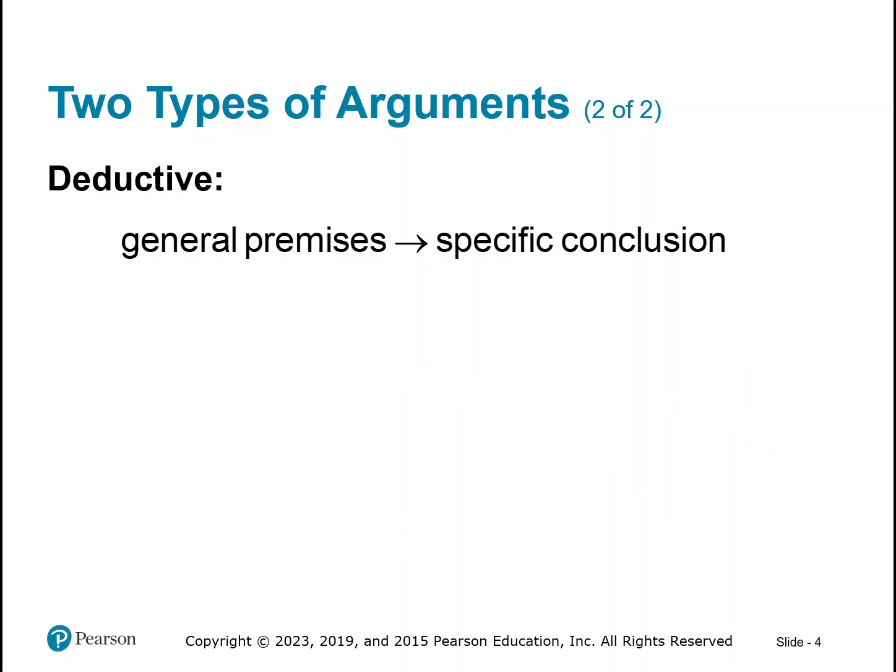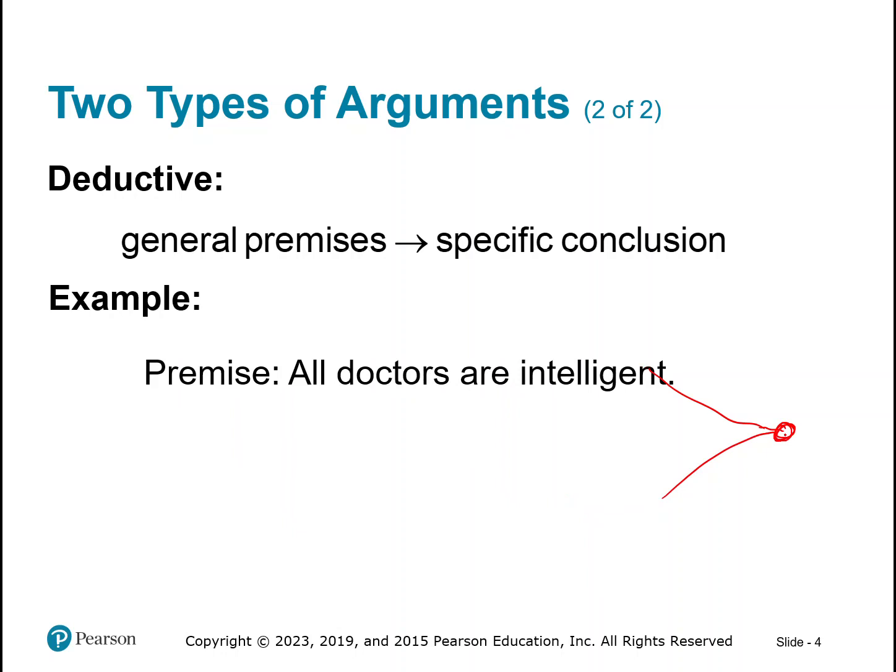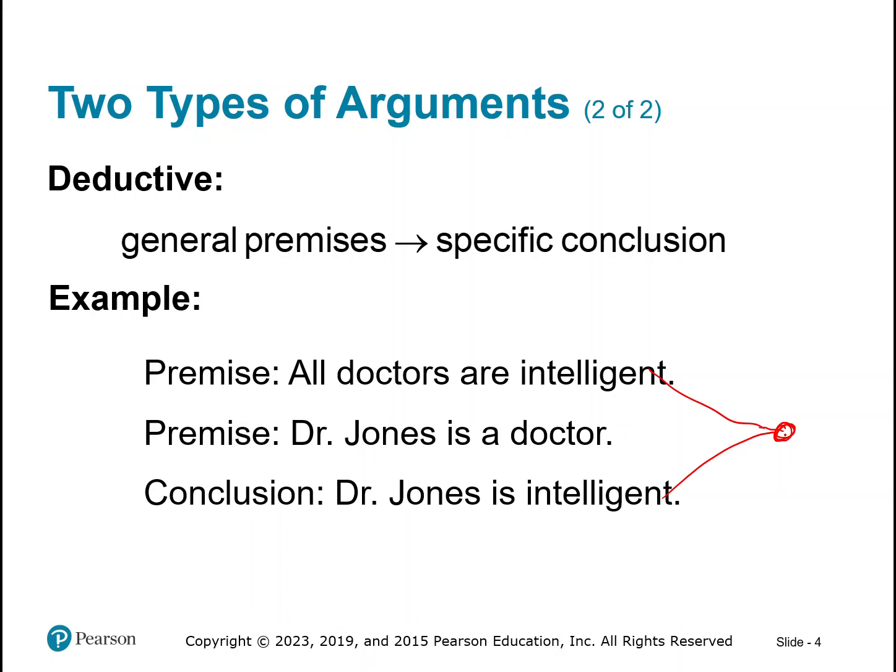A deductive argument, on the other hand, starts with general premises and goes to a specific conclusion. So we have a bunch of general statements that filter us down to just one idea that has to be true. Premise: all doctors are intelligent. Dr. Jones is a doctor is a premise. Conclusion: Dr. Jones must be intelligent, right? General, all doctors are intelligent. General, Dr. Jones is a doctor. Very specific, Dr. Jones is intelligent. So from general, it filters down to a specific conclusion.